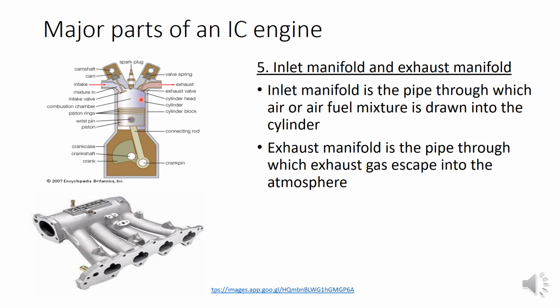And similarly, the exhaust manifold is another pipe through which the already burned gas escapes into the atmosphere. You can see that at the end of the exhaust manifold of an automobile we have the silencer. The silencer is used for reducing the noise of the exhaust, so it is connected to the exhaust manifold. So we have two manifolds, each simply a pipe. One is for carrying the fresh charge into the cylinder, the other is for carrying the burned gas out of the cylinder.